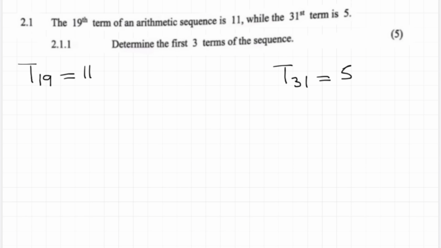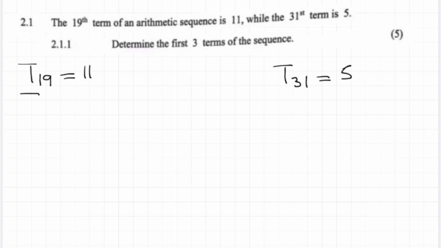So how can we find the first 3 terms? In order for us to find the first 3 terms, we need to have a general formula, the nth term. How can we find the nth term? We can make use of our simultaneous equations.